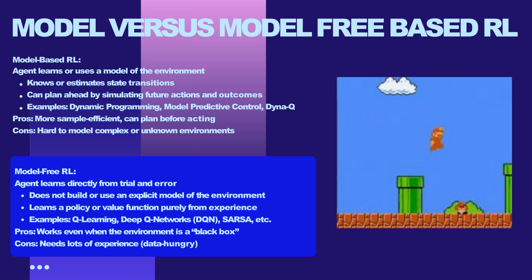On the other hand, model-free RL does not build or use an explicit model of the environment. Instead, the agent learns directly from trial and error. Examples include Q-learning and deep Q networks, DQN. The benefit of this approach is that it can work even when the environment is a black box, meaning the agent has no prior knowledge of how it operates. However, it often requires a lot of data to learn effectively.